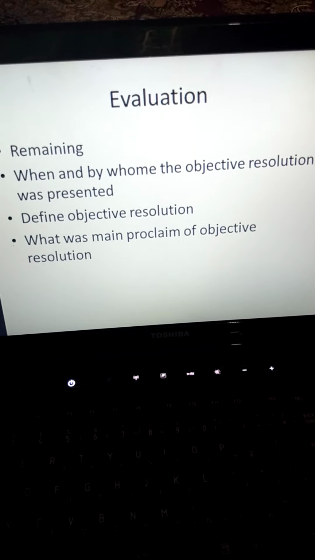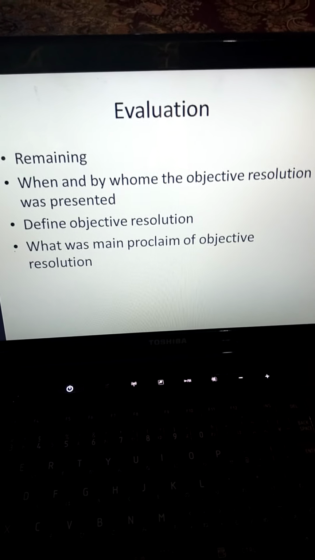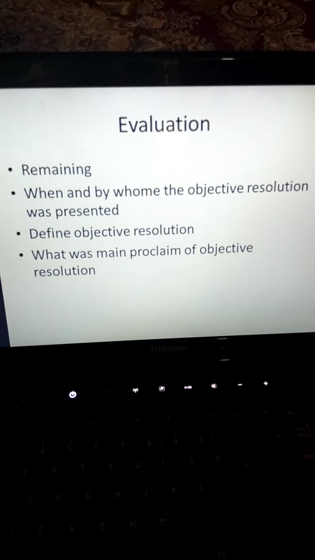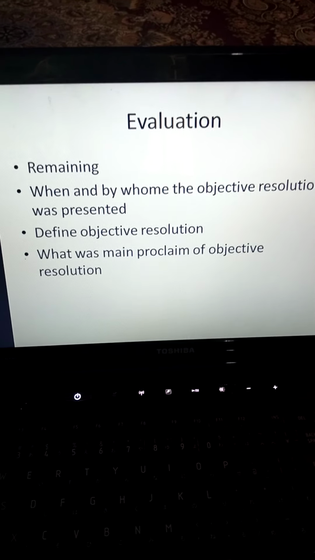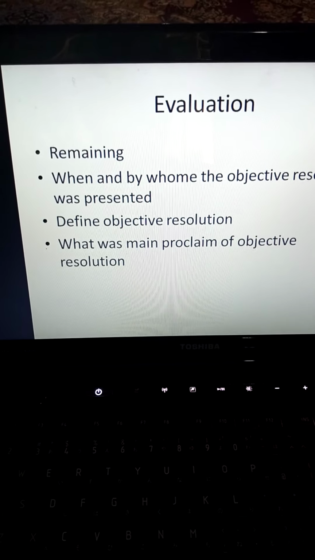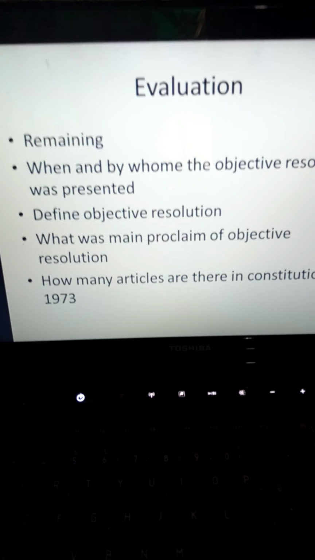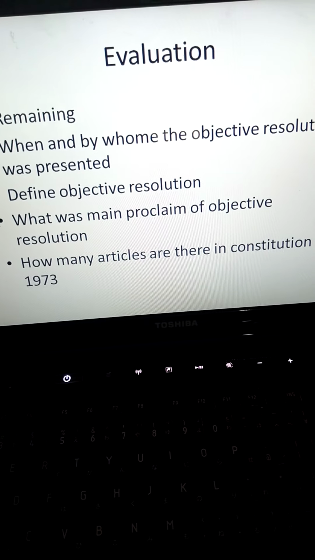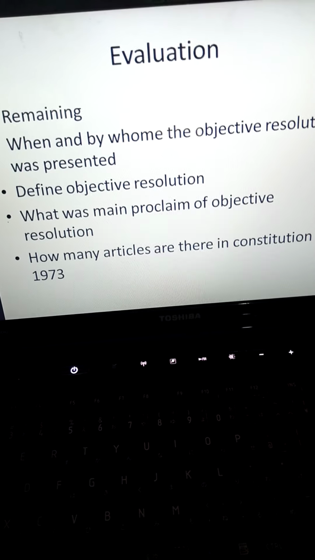What was the main aim of the objective resolution? The objective resolution proclaims that absolute sovereignty over the entire universe belongs to Allah Almighty alone, and that also became the main point or article of the Constitution of 1973. How many articles are there in the Constitution of 1973? There are 280 articles in the Constitution of 1973.